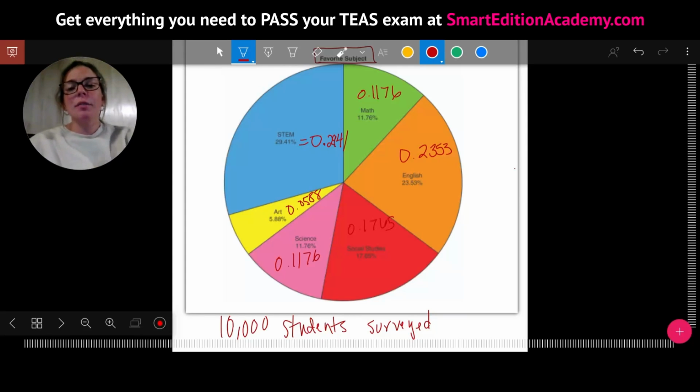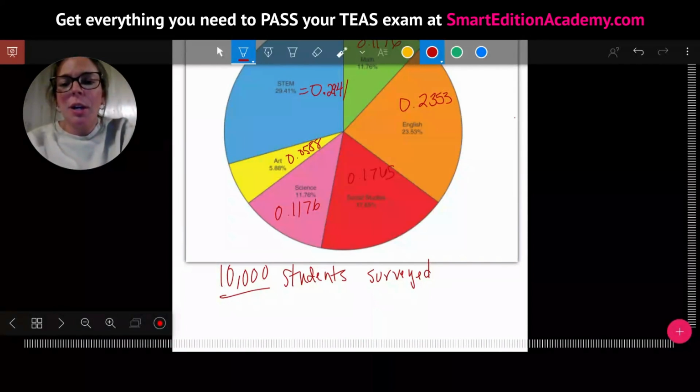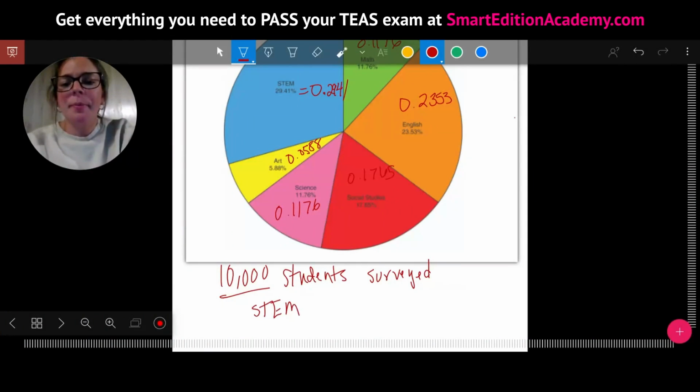Okay, so that's the first step, is to turn these percentages into decimals. Then what you do is you just multiply the 10,000 students by each now decimal version of the percent. So I'll just do a couple examples. Let's say for STEM, 10,000 times 0.2941. This is exactly why you want to have a 4-function calculator handy and ready to go, because you can just plug that in your calculator.